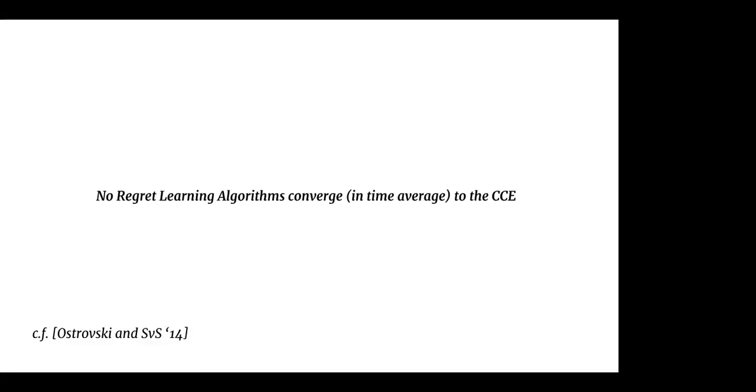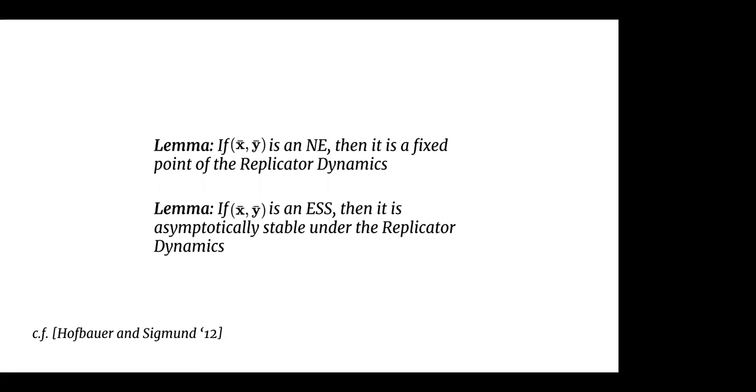And for that, we have a slightly more intricate result, which is that if a point, so for example, in our earlier example, the uniform distribution for the rock, paper, scissors game, is a Nash equilibrium for the game, then it's a fixed point of the replicator dynamic. And similarly, if it's an ESS, then it's an asymptotically stable fixed point under the replicator dynamic.